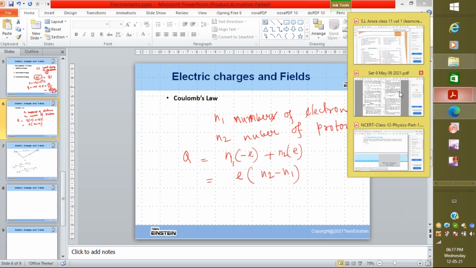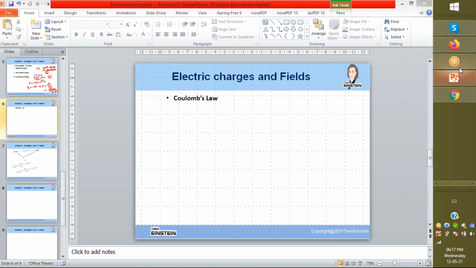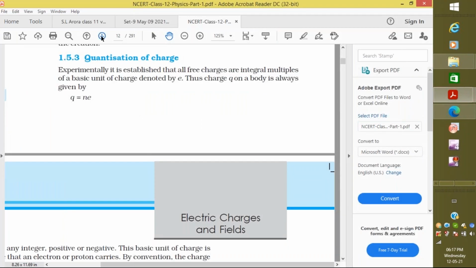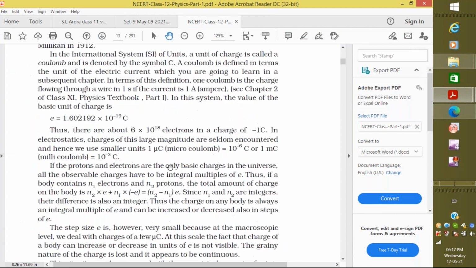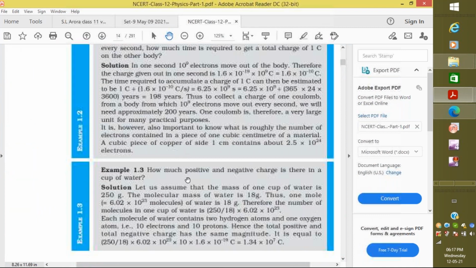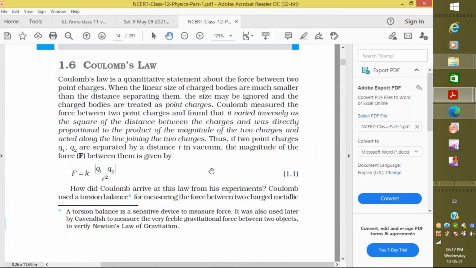Now we'll move on to today's topic, that is Coulomb's law. Coulomb's law is a law which measures the force between two charges quantitatively. Quantitatively means it can exactly tell you how many newtons of force there are between two point charges. So what is Coulomb's law?